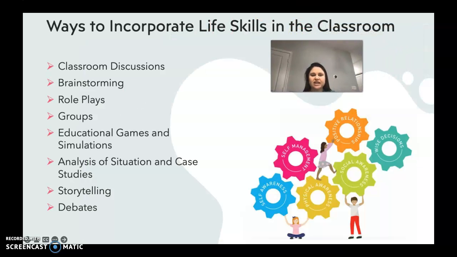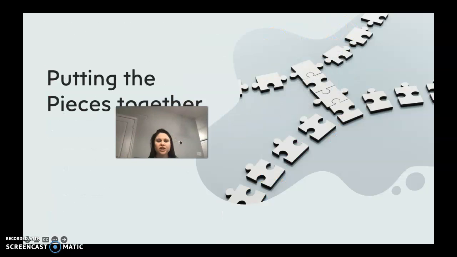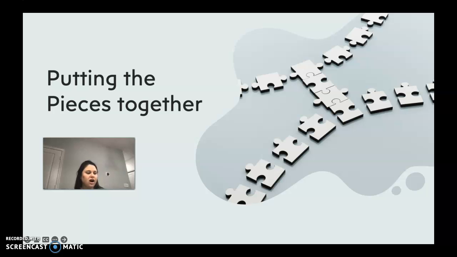And then there are different ways to implement life skills into the classroom. You can use discussions, brainstorming, role plays, having groups to talk about it, educational games, storytelling, debate. So it's really important to incorporate these principles when a person in your classroom is feeling really negative about a situation. So putting all the pieces together, all professionals working with adolescents with mild intellectual disabilities should be given the tools to teach life skills.